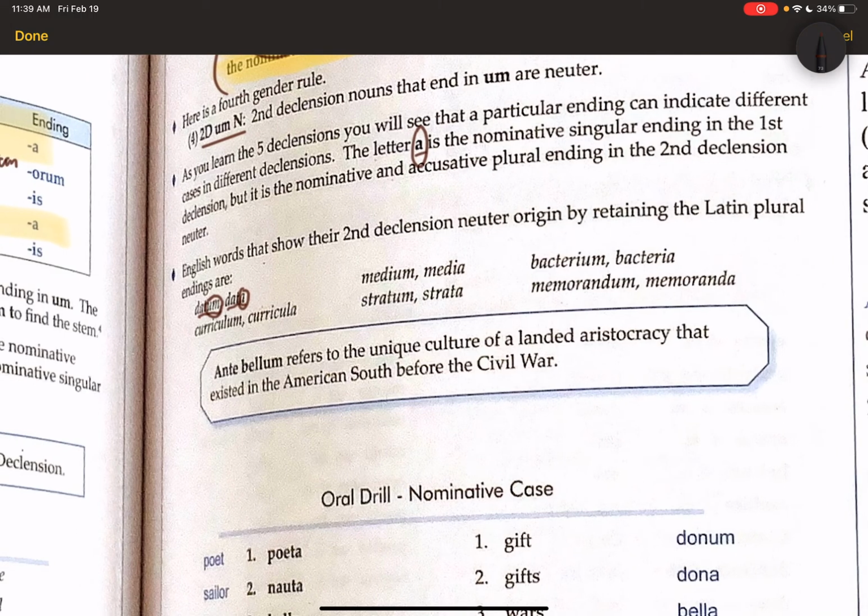Another one, curriculum, that's one thing, it's singular. Curricula are multiple. Then we have medium and media, stratum and strata, bacterium and bacteria, and memorandum and memoranda. These are all English words that come from the neuter in the Latin.